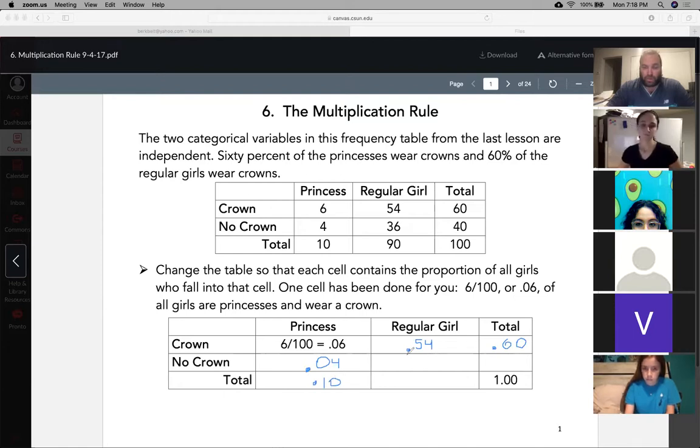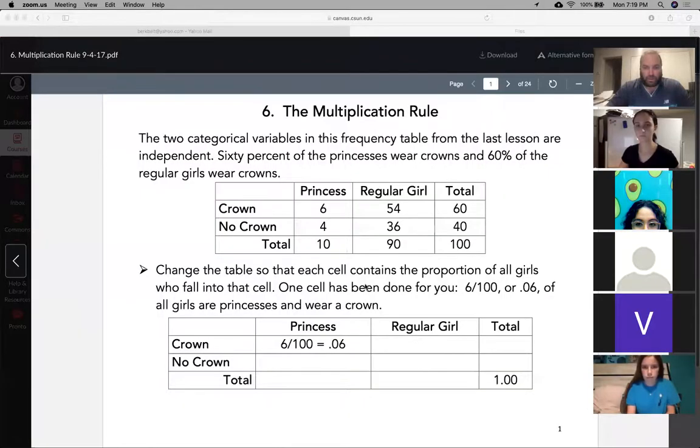And what percent goes here? 36. Someone's saying something. How do I scroll? Hold on. Oh, no problem. Okay. So back, oh, crapalola. So I lost it all.